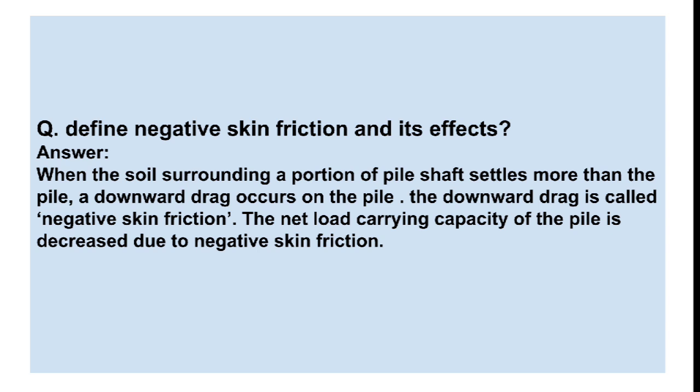Define negative skin friction and its effect. Generally, when the soil surrounding a portion of the pile shaft settles more than the pile, a downward drag occurs on the pile. If a pile is present in the soil and the soil settles more than the pile, some downward drag occurs on the pile, so the load carrying capacity of the pile will be decreased. This is called negative skin friction.